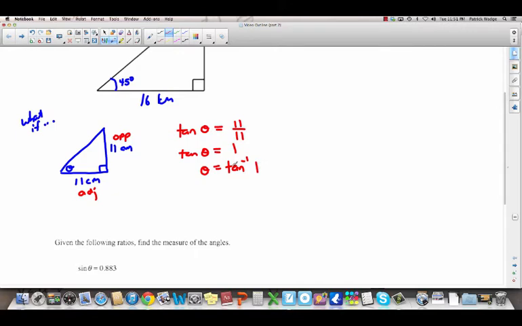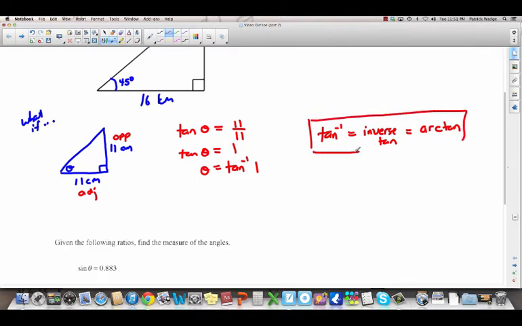Tan negative 1 means inverse tan. Another name for inverse tan, you won't see this very often, but I'll write it down, is arctan. You see it in university for some reason. They don't seem to call it inverse tan, they call it arctan. So those are all the same thing. Okay, so you have to get inverse tan of 1. So we're going to need our calculator for that.